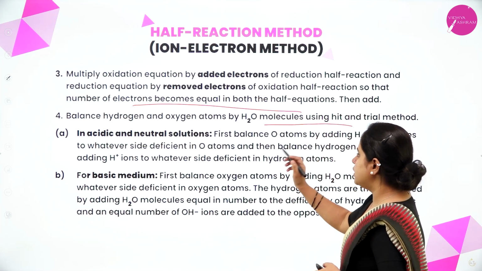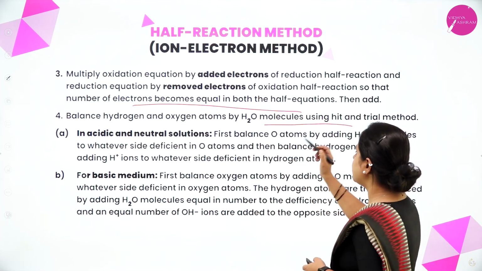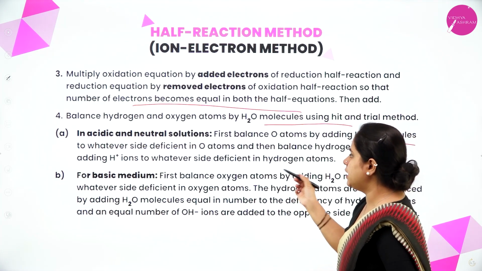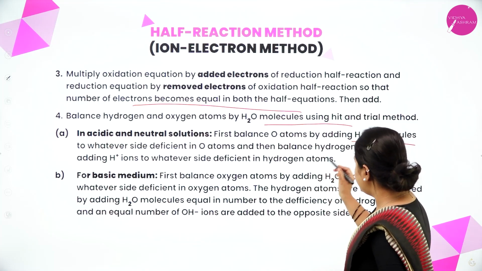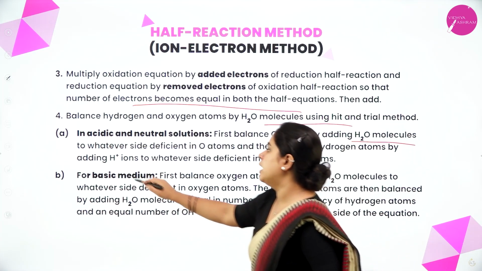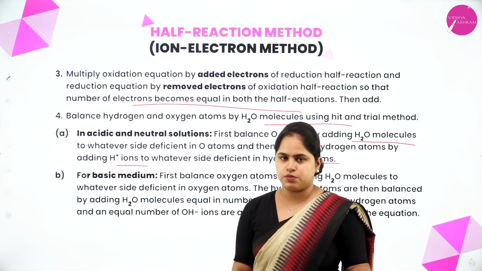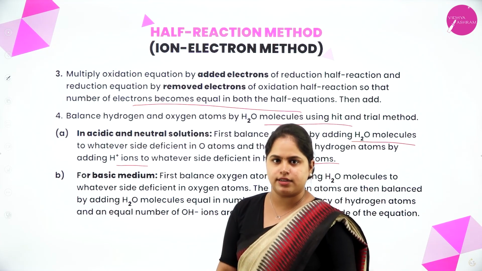So let's see, first in the acidic medium, first balance oxygen atoms by adding water molecules to whatever side is deficient in oxygen atoms, and then balance hydrogen atoms by adding H plus ions to whichever side is deficient in hydrogen atoms. This we have already done in the last session, right?